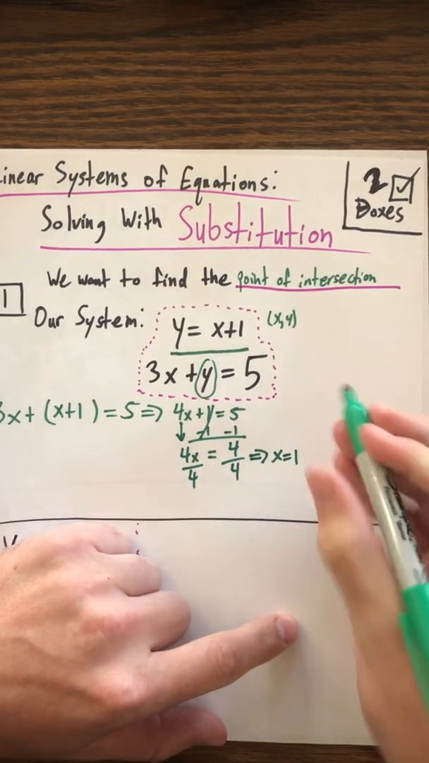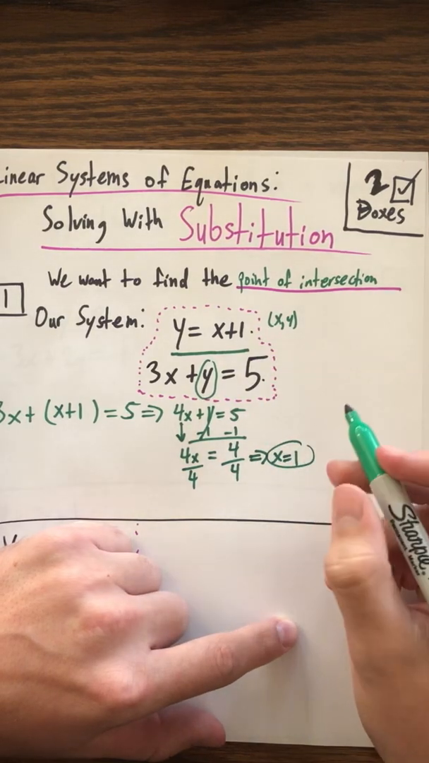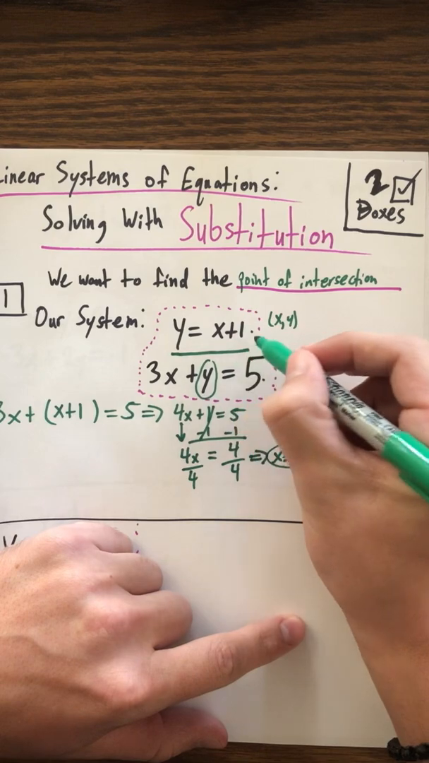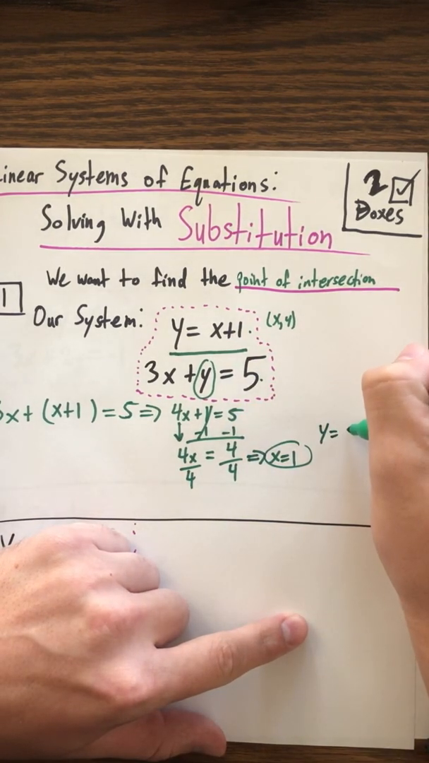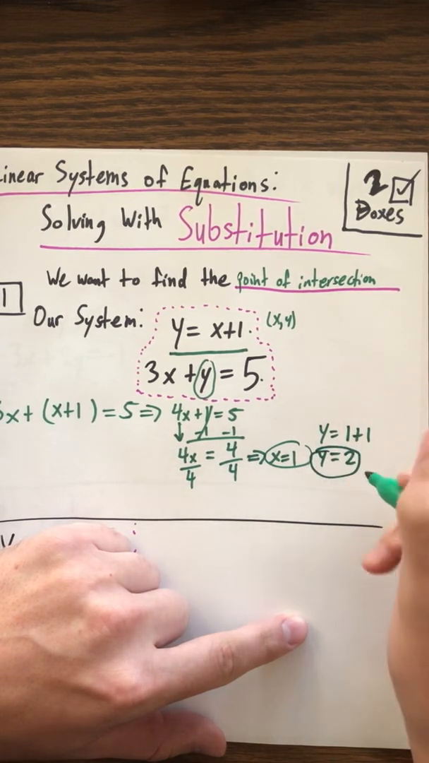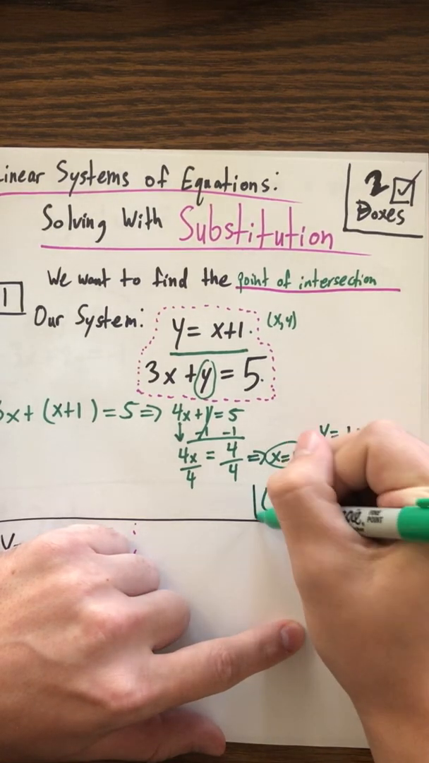So we're not done yet. We need to plug our x back into one of our equations so that we can find y. It's really simple here because we already have that y equals x plus 1. So we know that y equals x, which here is just 1, plus 1, and that is 2. So y equals 2. So now our point (x, y) will be (1, 2), and that's our answer.